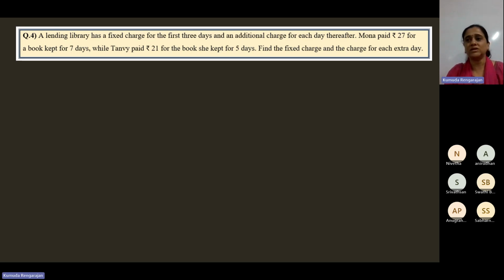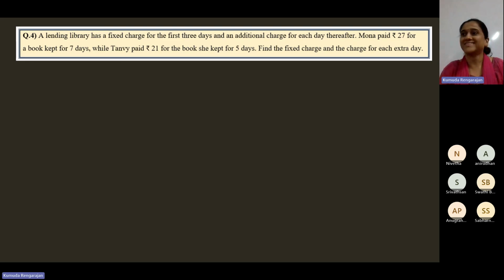So the library is actually encouraging. A library has to encourage children to read books, or pick reference material, use and gain knowledge. That is why if you use the book for 3 days, they don't charge you for every day. 3 days, same cost, and an additional charge for each day thereafter. So first 3 days fixed charge, only very minimum.